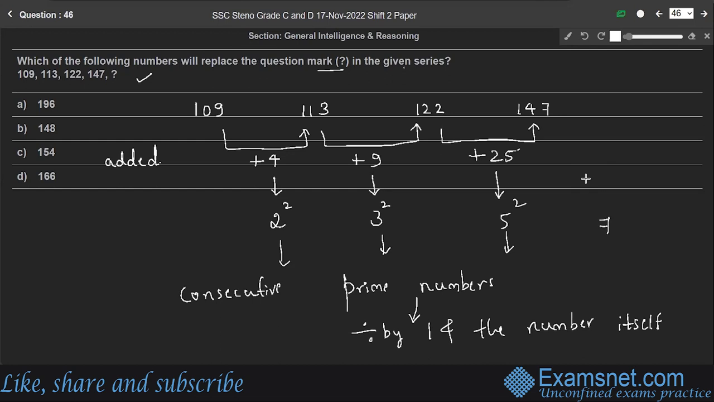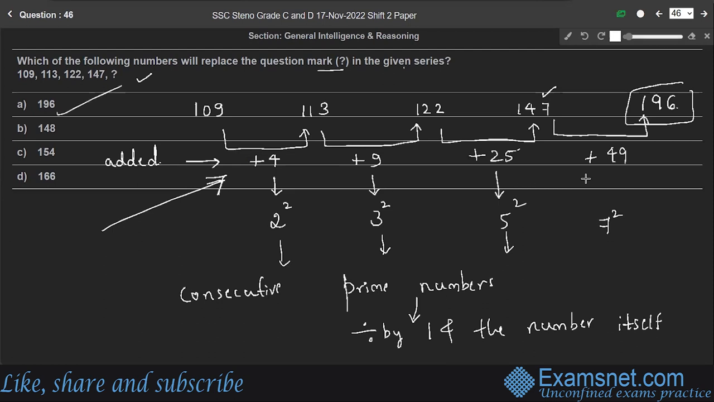Therefore, the number to be added to the fourth number is the square of 7, which is 49. So, we have to add 49 to the fourth number. Therefore, finally, we'll get 196. Am I right? Yes. 196 is the fifth number in the given series. Therefore, the added numbers to get the next number are squares of the consecutive prime numbers, right? Therefore, option A is the right answer.